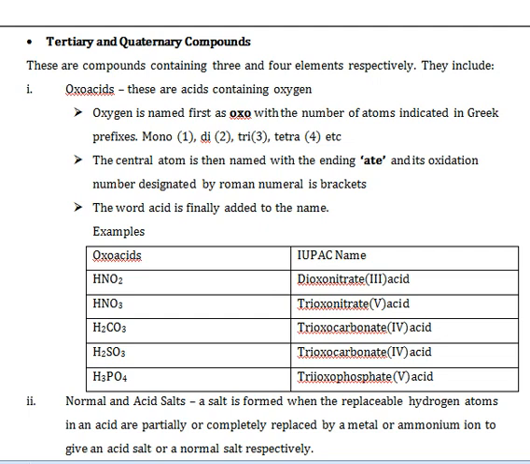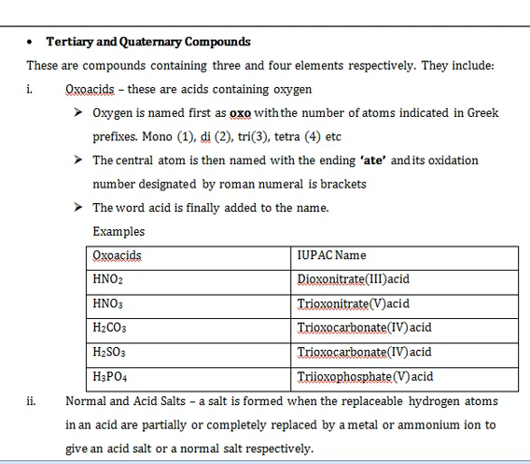Now, when we talk about the first category, the oxo acids, they are acids containing oxygen. And I know some of you will be wondering, are there acids which do not contain oxygen? Yes, we have. Hydrogen chloride or hydrochloric acid does not contain oxygen. So it's not an oxo acid, but yet it is an acid.